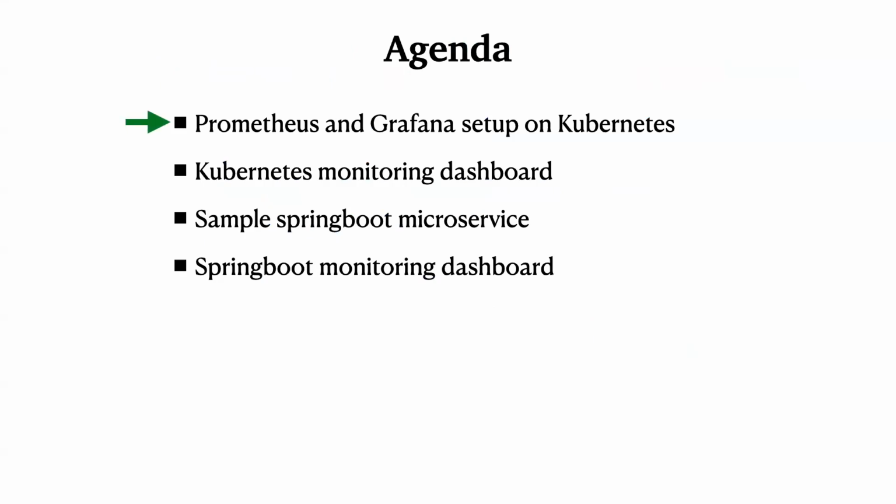First, we will deploy Prometheus and Grafana into the Kubernetes cluster. Then we will monitor and visualize the metrics related to Kubernetes using the Grafana dashboard. After that, we will create a simple microservice in Spring Boot and deploy it into the Kubernetes cluster. Then we will monitor and visualize our application metrics in Grafana.